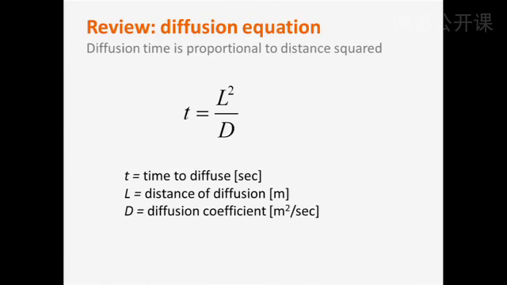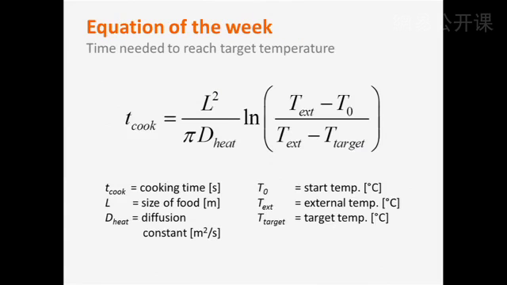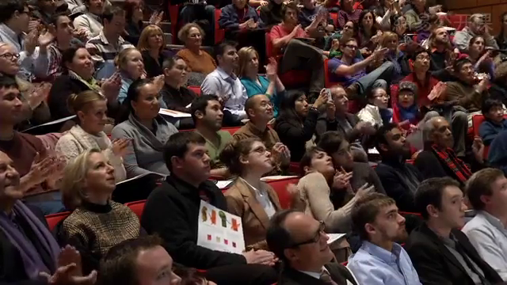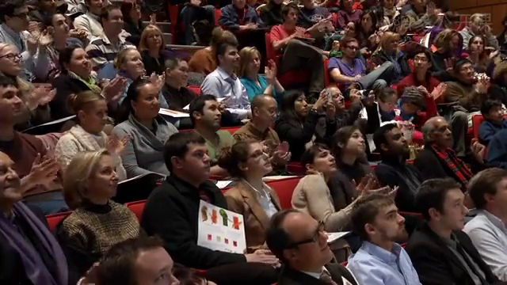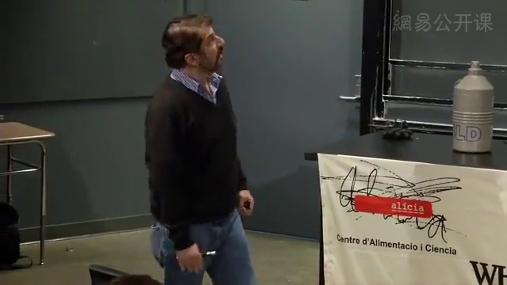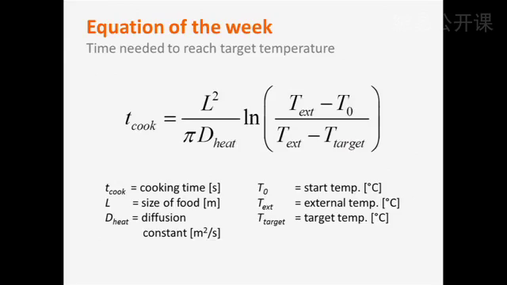This is a closer equation. Remember, heat diffuses, and this is a time that tells us how it depends on a length and a distance. But this is the actual equation of the week. So now you can really clap. This is a review. We've talked about this equation before. This tells us how long to cook the turkey.